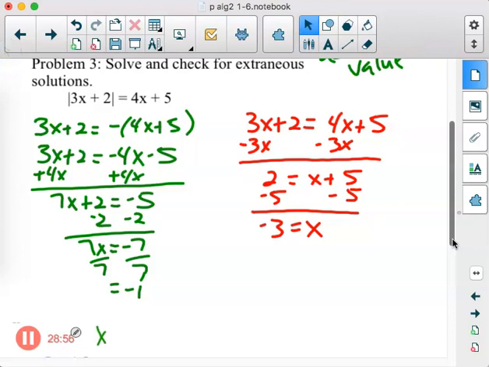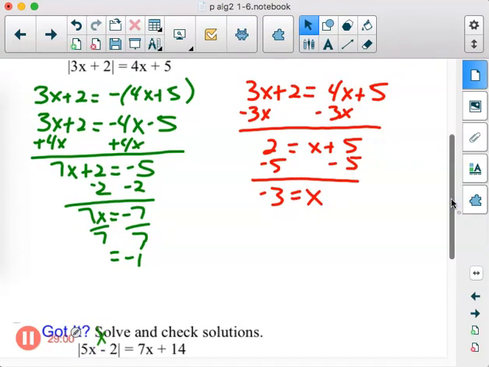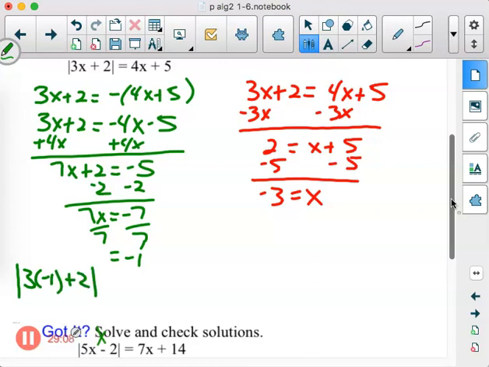I don't want to scroll up too far, but I want us to be able to see the original up here. So this would be the absolute value of 3 times -1 plus 2. Does that equal 4 times -1? Oops, I'm already doing the math. I hate it when I do that. Plus 5. Well, we'll do the math and we'll see.